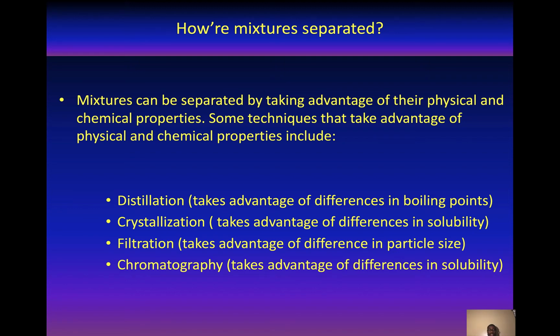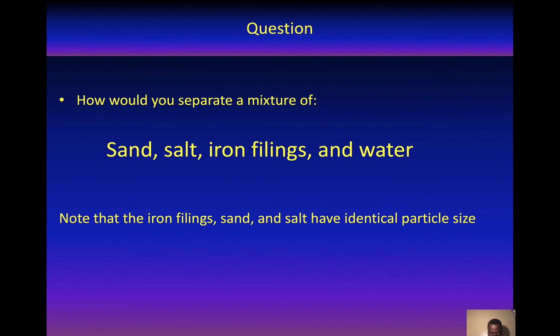So now let's look at how to apply these techniques to separate a mixture. Here I have a question for you. How would you separate a mixture of sand, salt, iron filings, and water? Note that the iron filings, sand, and salt have identical particle size. What this means is that they all have the same particle size. So if you were to filter them using a filter paper, you would filter all of them because they all have the same particle size.